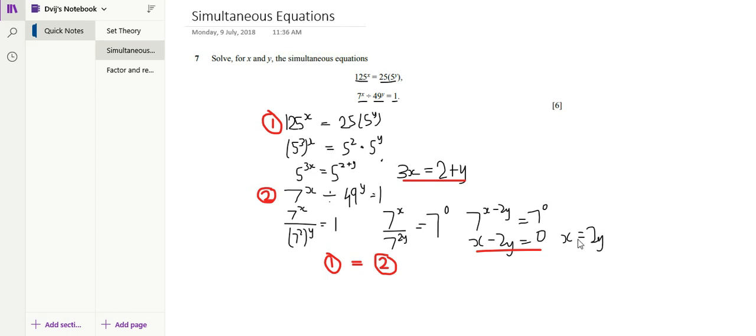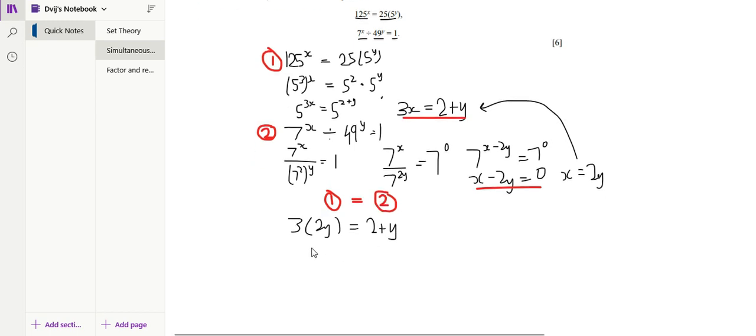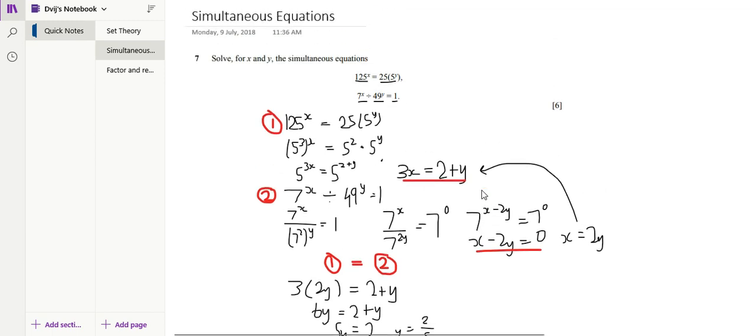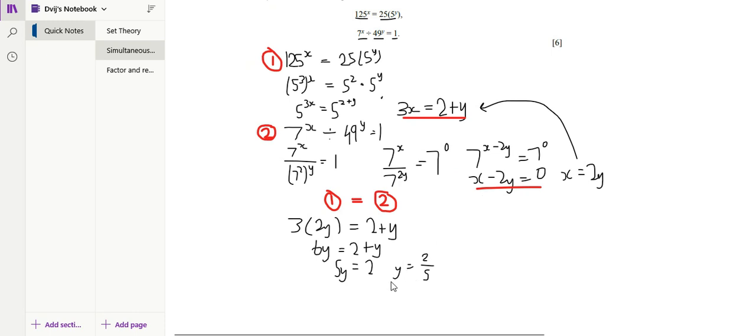And this is great because what we can do is just go ahead and substitute that into this, giving us 3 times 2y is going to be equal to 2 plus y. Cool. And if we just go ahead and solve that, 6y is also going to be equal to 2 plus y. Move the y to the side, so 5y is equal to 2, and naturally y is going to be equal to 2/5. Cool. Now one thing to remember every single time when you're doing simultaneous equations is that you're not done when you find one variable.